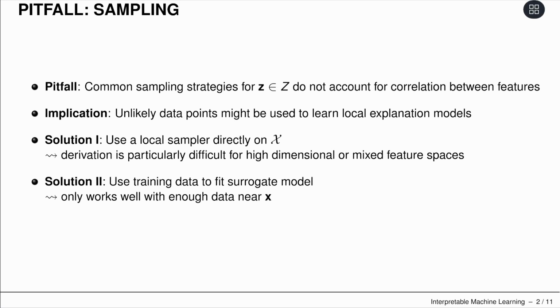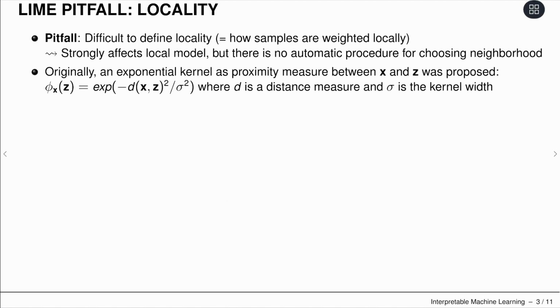What we can also do is use the training data to fit the surrogate model. The problem is, of course, you need access to the training data in the first place. If you're doing that as a more black box explanation, you might not have that. And of course, it only works well when you have enough data near the point we'd like to explain. On the other hand, I would say if you don't have enough data close to the point we'd like to explain, your model is anyway not so trustworthy in the first place.